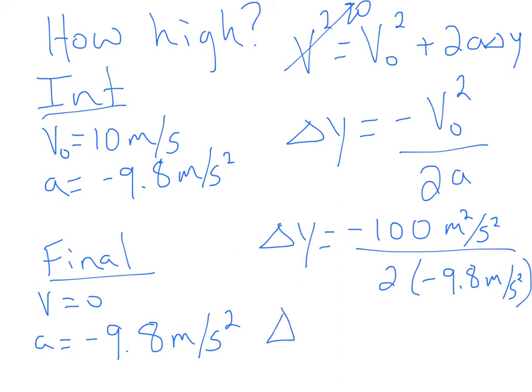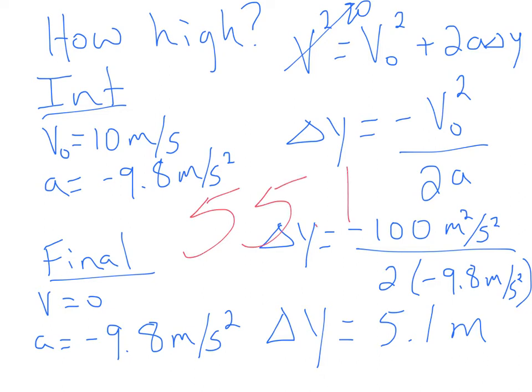And this gives us 5.1 meters. So this tells us how high above the surface of the building, but we want to know how high above the ground, and so that will be 55.1 meters, and that is the height that we get above the surface of the ground.